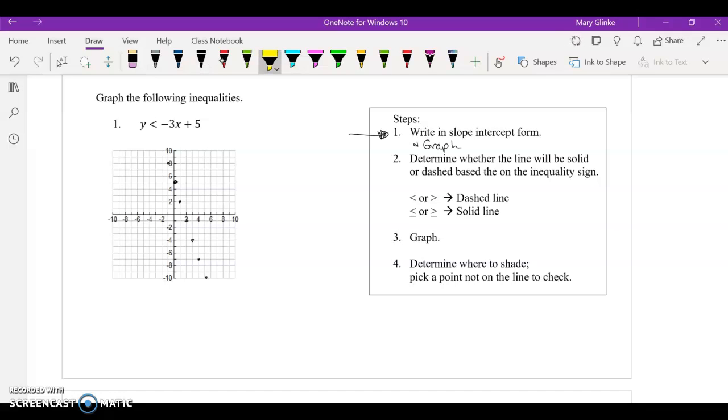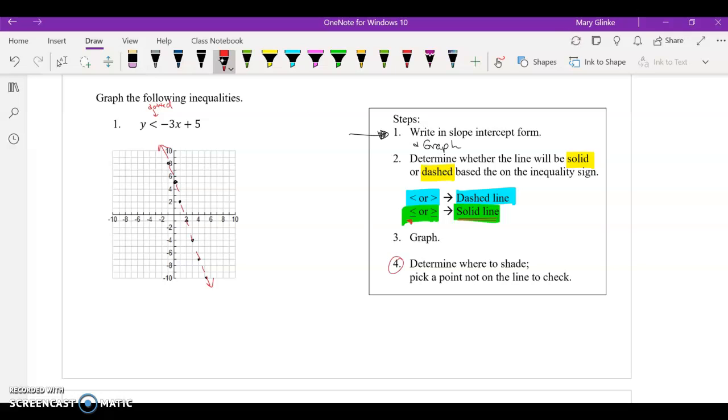Now we have to determine if it's going to be a solid line or a dashed line. If it's just less than or greater than, it's a dashed line because your line itself would not make your inequality true. If your inequality has that line underneath, that means the points on the line work, so you're going to show that with a solid line. For this one, notice how our inequality here is just less than. That means it's going to be a dotted line. So we're not going to connect the whole line. You're just going to do a dotted line as you go.